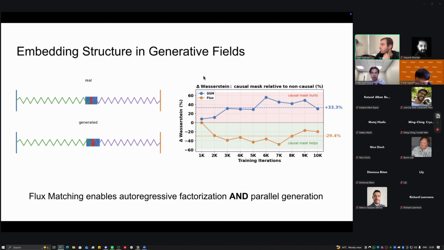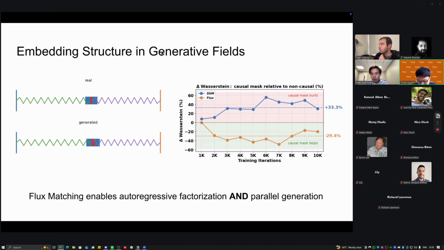Nice. Any questions from people in the Zoom? Well, if we have time, I would love to get a little bit more detail about how you do controllability in the toy example. If we have time.